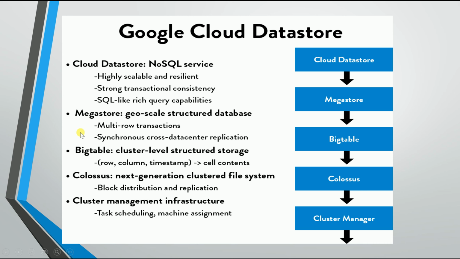And we see these bullet points up here. It's highly scalable and resilient, with strong transactional consistency, and SQL-like rich query capabilities. And so this works for Google, and I'm sure other companies are laid out just like this. And I'm sure if we understood more about what these words meant and how it actually worked in the company, it'd make a bit more sense, at least I think it would for me. But it's just an example of how it could be laid out.